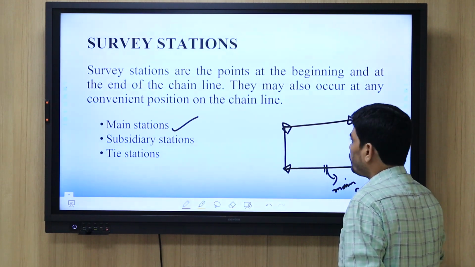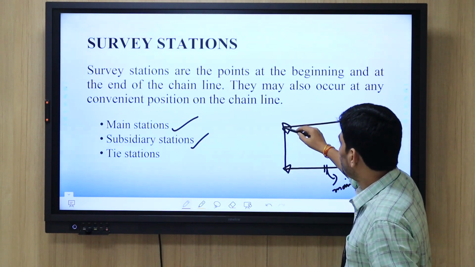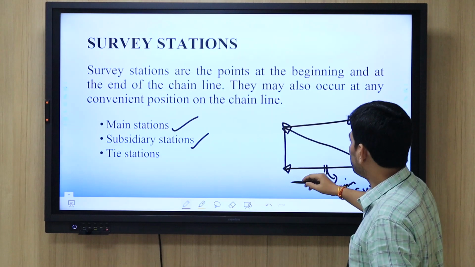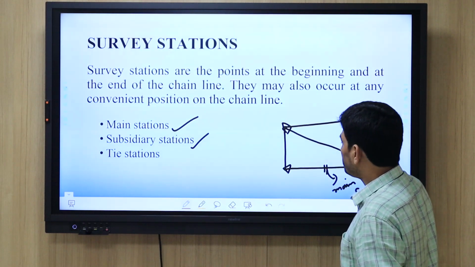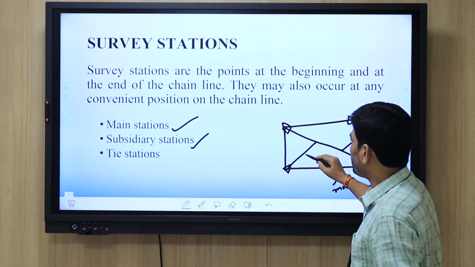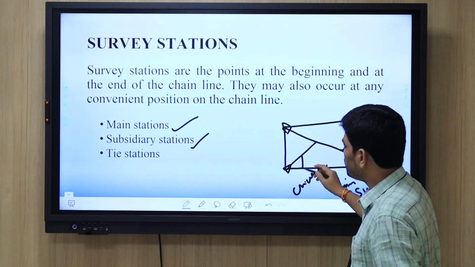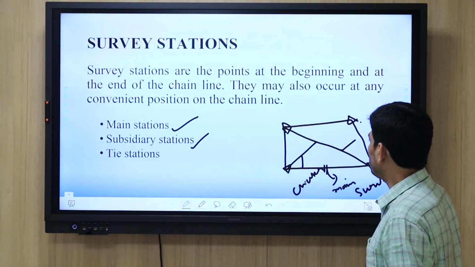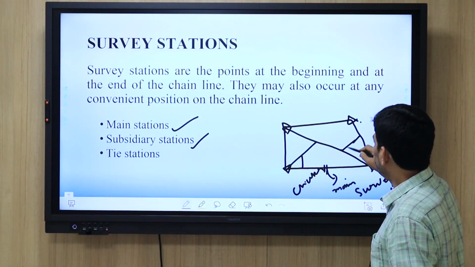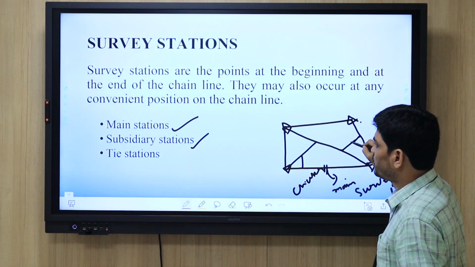Subsidiary stations. Subsidiary stations means, this is the base line, these tie lines, main line and this line. This is nothing but for checking purpose. Checking purpose we will use now. That is nothing but subsidiary stations. Tie stations means it is not connecting any tie of these things. That is nothing but tie stations.